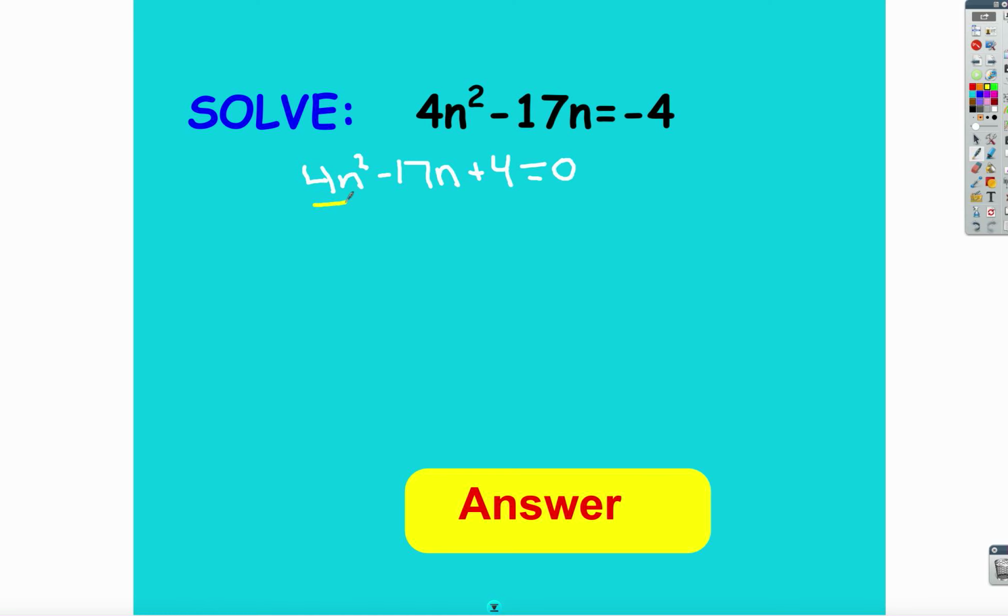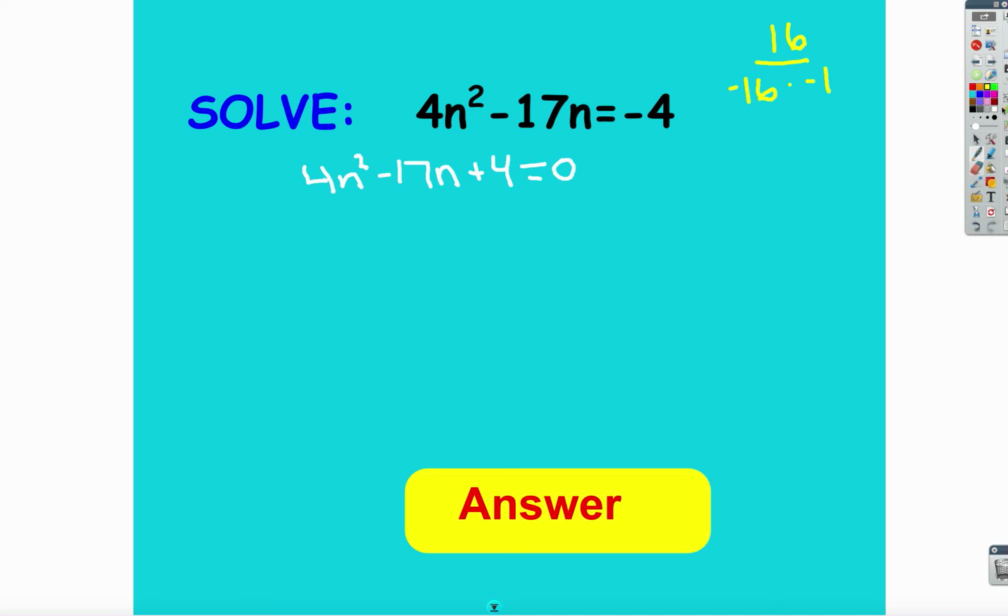What you do is you take that 4 and multiply it by the constant, that last term, which is not always a constant, but in this case it is. So then I get a 16. I'm going to think about all the factors of 16, things I can multiply to get 16 that would combine like terms to give me negative 17. Right off the bat, I'm thinking negative 16 times negative 1. Those multiply to give me positive 16, and they combine to give me negative 17.